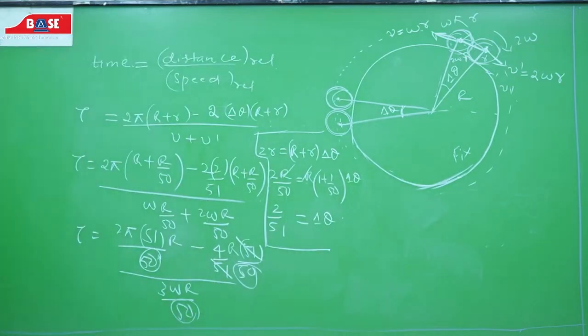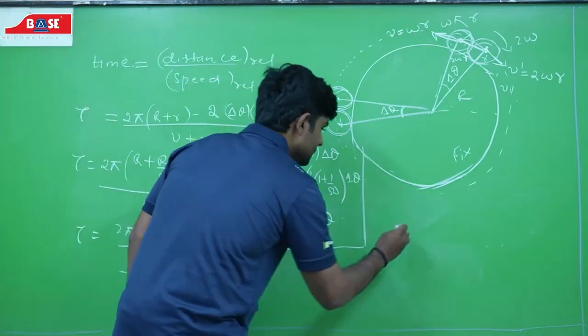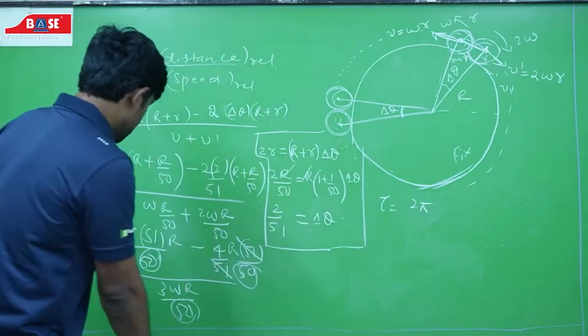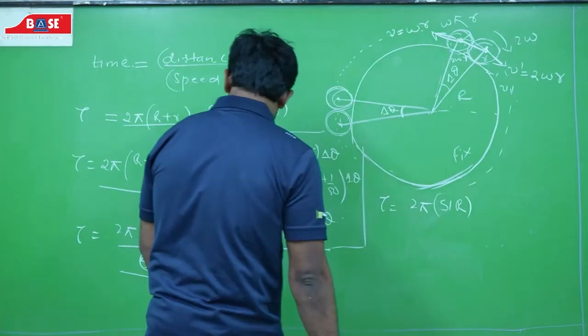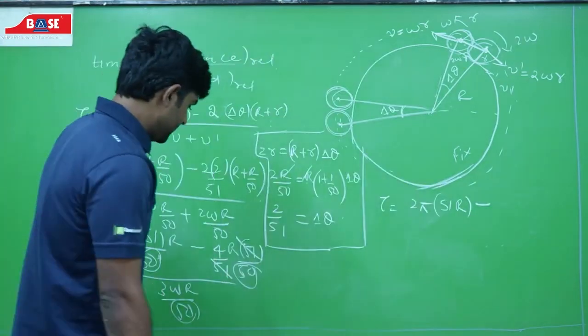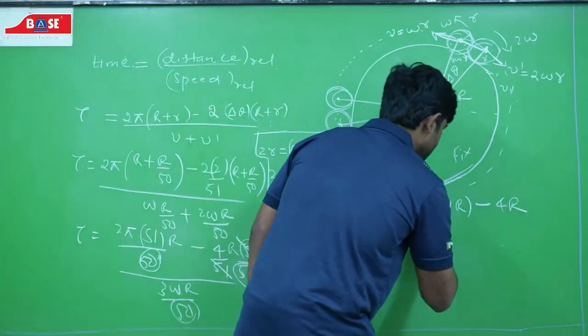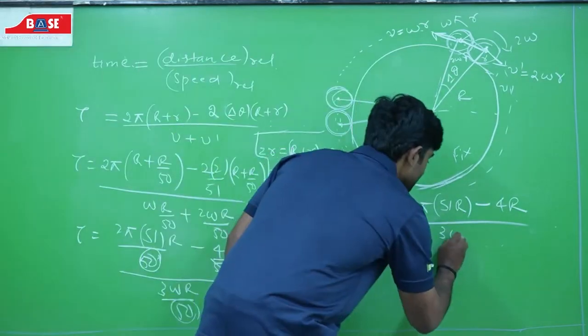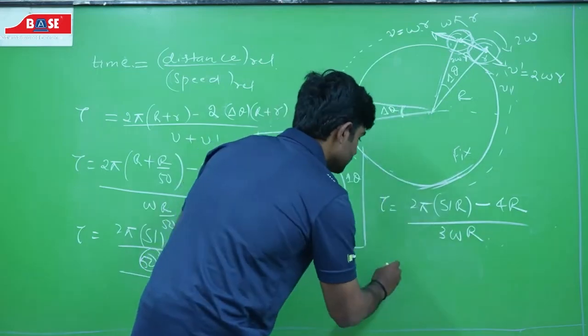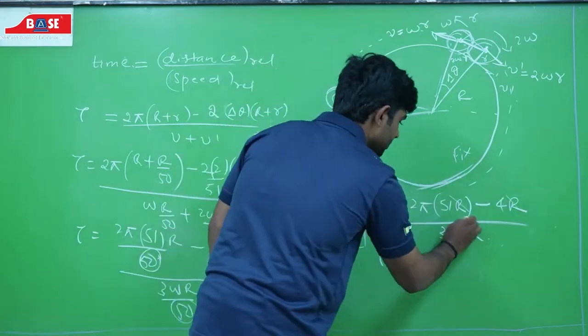So we have tau equals 2 pi times, and we can just simplify that and write 2 pi times 51r. So tau equals 2 pi times 51r, right? 51r minus 4r by 50. 4r, but 50 is already cancelled, right? So 4r divided by 3 omega. So we can just get rid of all this r dependency also, right?